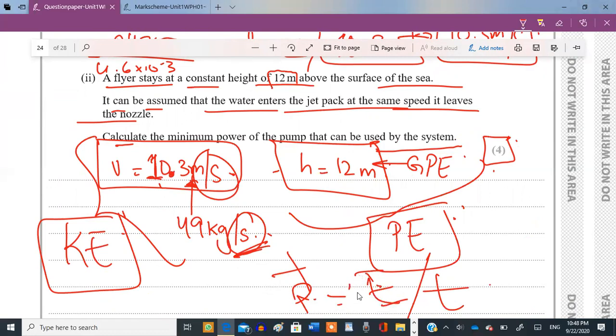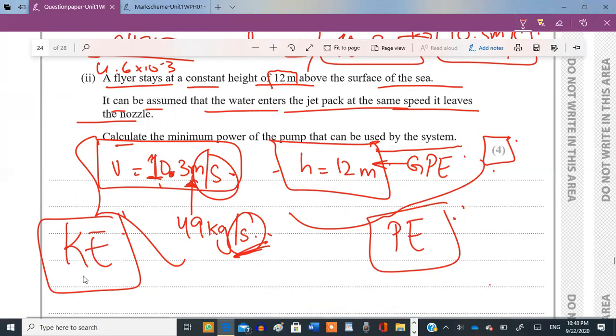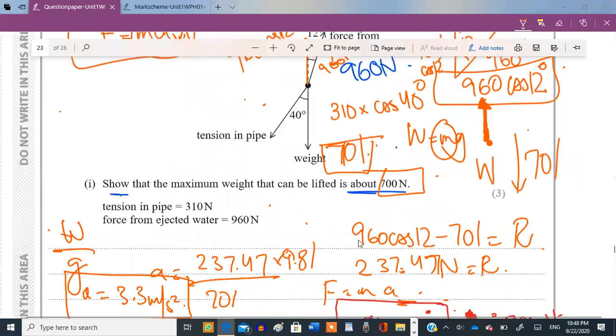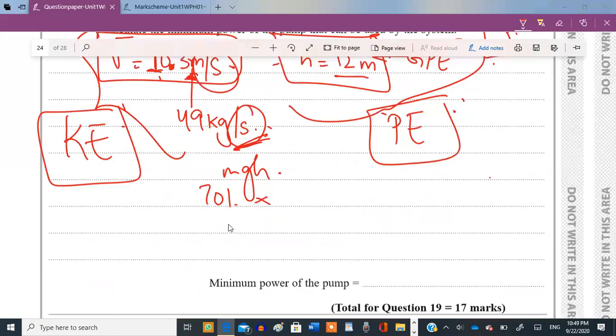Did you understand what I just said? Find the kinetic energy of the water and the potential energy of the person. Calculate the potential energy of the person. The height is given, but the mass, where will you get the mass from? Well, it's in the previous part of the question, where you had the weight of the person, 701 Newton, right? So use the mgh. The weight is 701 point something multiplied by the height, which is 12. Okay, mg is actually your weight, right? 701 into 12 is 8412.